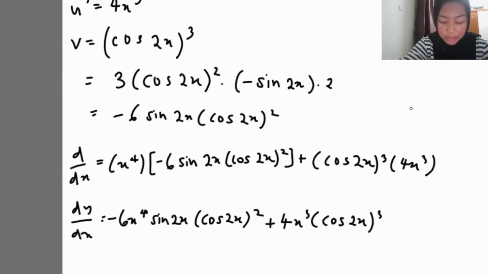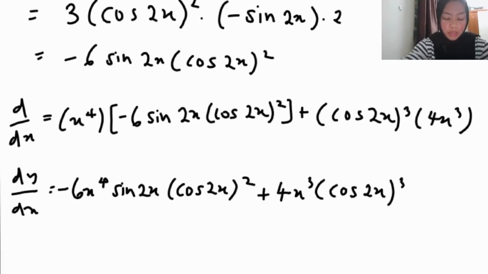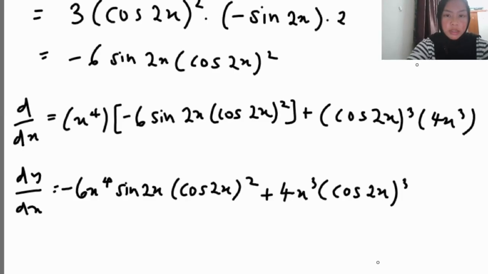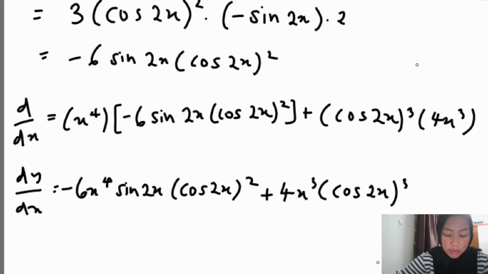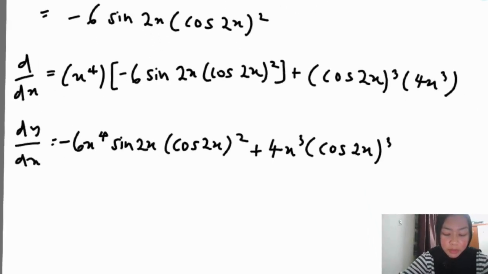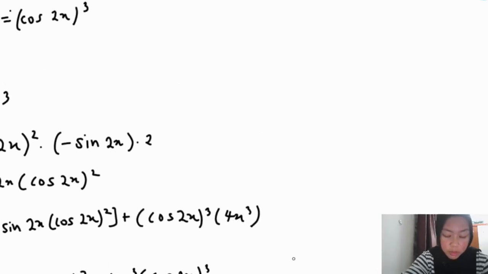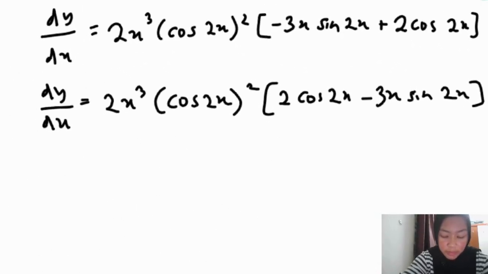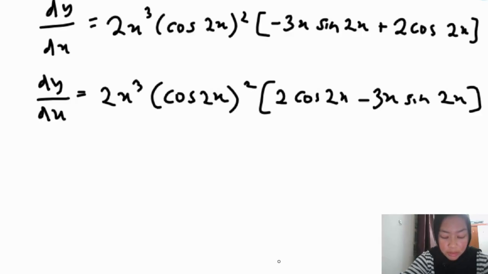And then we're almost there. So for now, we're going to factorize for the final answer. To complete the problem professionally, we factorize the expression by pulling out the highest common factors, which are 2x cubed and cos 2x squared. Inside the brackets, we are left with negative 3x sine 2x plus 2 cos 2x. Rearranging the terms inside the brackets to lead with the positive value gives us our final, fully simplified derivative. So for question 2, that's all.